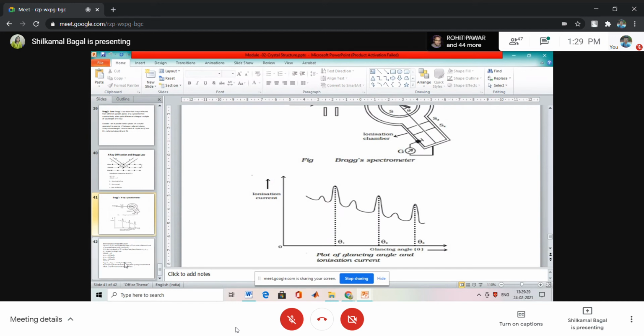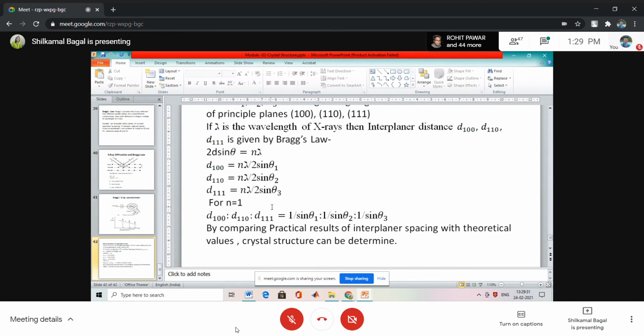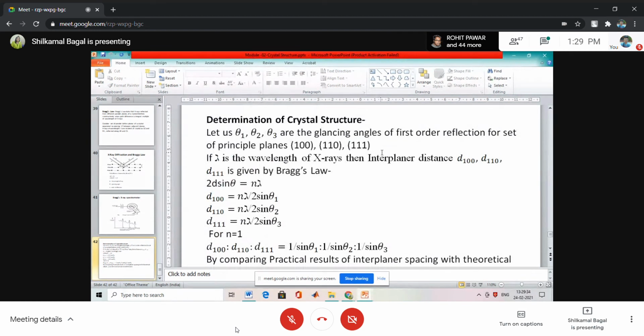Okay, so let us state our assumptions. We are studying, suppose, a crystalline solid, and a cubic crystal lattice is mounted on the turntable. Generally it is, suppose, NaCl.